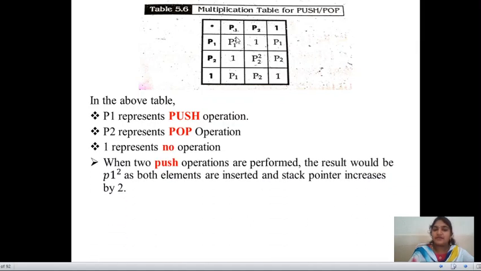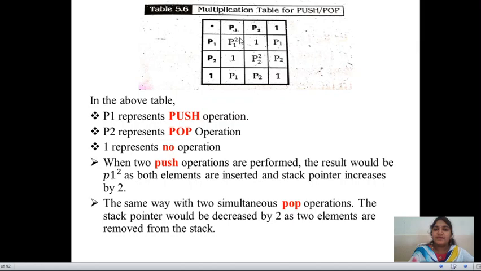When two push operations are performed, the result will be P1 into P1, P1 square. P1 into 1 is P1. For P1 into P2, insertion and deletion should not be performed at the same time; that's why it is a no operation. Again, for P2 into P1, no operation will be performed. Here we take P2: P2 into P2 is P2 square, P2 into 1 is P2. And 1 into P1 is P1, 1 into P2 is P2, 1 into 1 is 1.